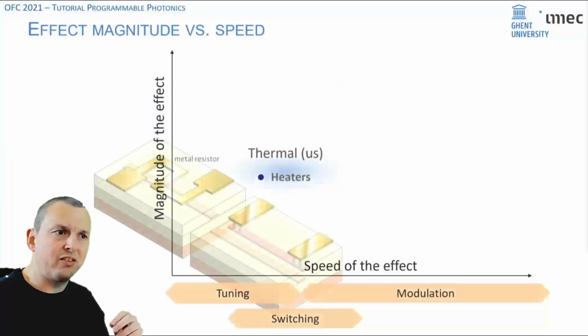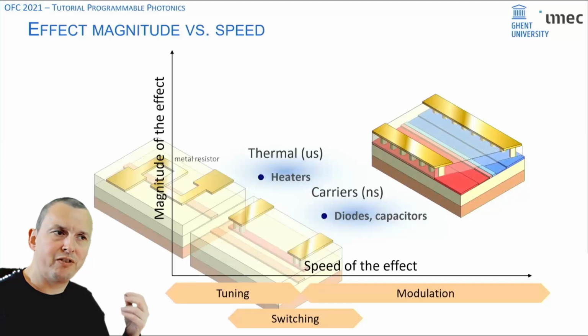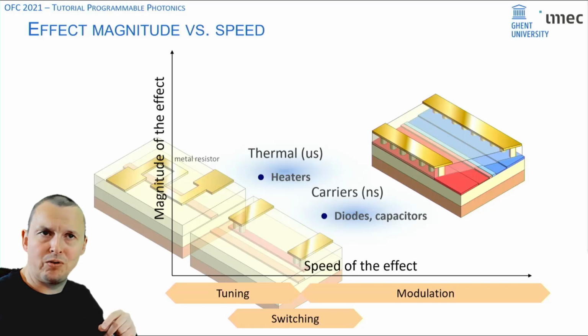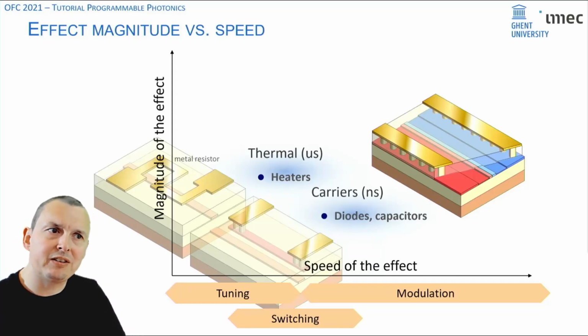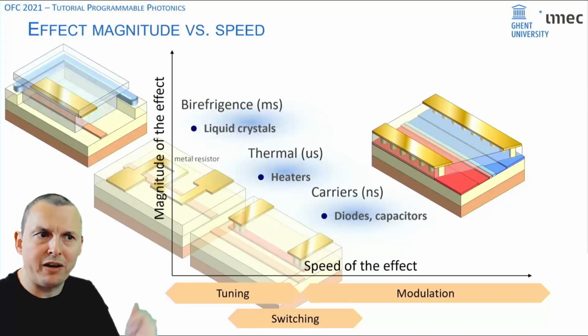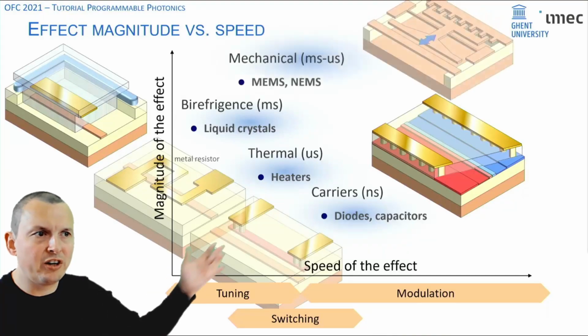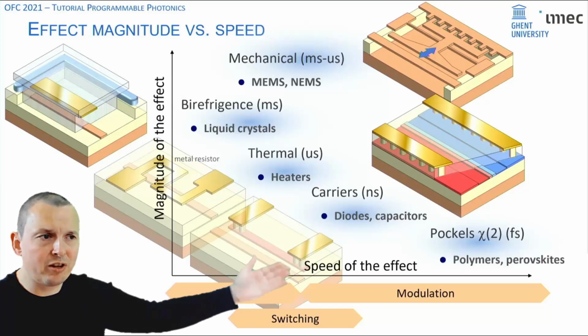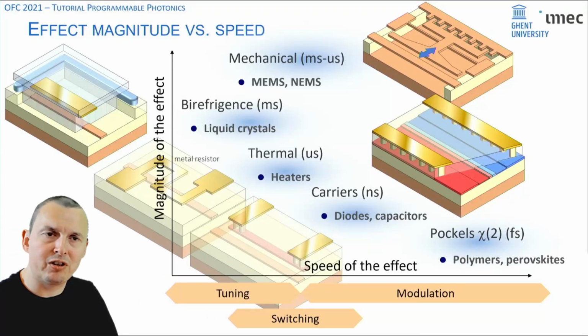So we need something else. We don't need a heater, we need something that's more efficient. And silicon photonics also offers you carriers as a way to tune your phase. But this is a fairly weak effect, and it also introduces quite a bit of loss. So it's not really suitable to make these large-scale circuits. So the solutions that we are looking at is, for instance, introduction of birefringent materials like liquid crystals, or the introduction of mechanical tuning in the form of MEMS, or using Pockels effect materials like polymers or perovskites.